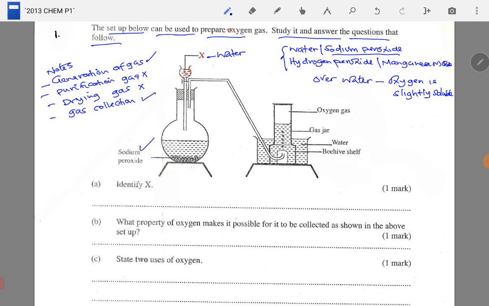Now we embark on the questions. Identify X. From our analysis, X is water. What property of oxygen makes it possible for it to be collected as shown above? Property of oxygen that makes it possible for it to be collected, so gas collection above. From our analysis up here, we have said oxygen is slightly soluble in water.